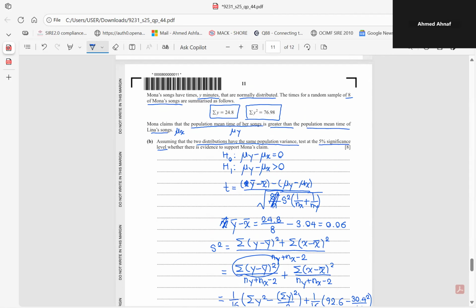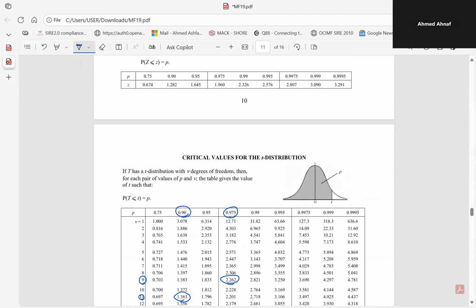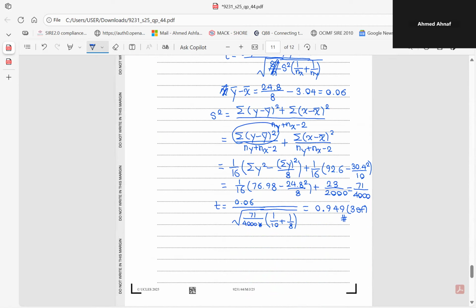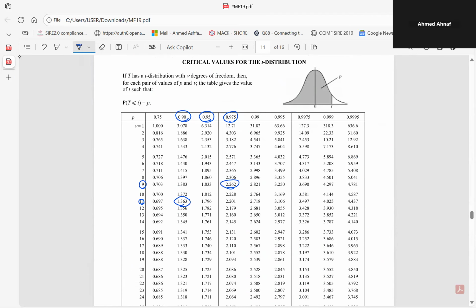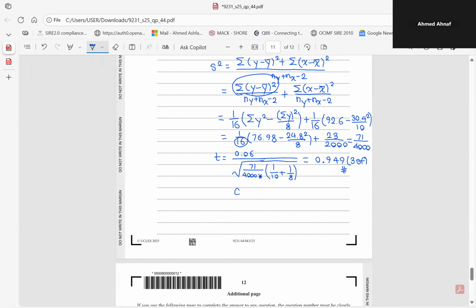Okay, so now we need to find our critical value. As I said, the test is one-tailed, so we can just take 100% minus 5%, which gives us 95%. So the probability is 0.95. The degrees of freedom is this denominator here, ny plus nx minus 2, which is 16. So 16 and 0.95, you get 1.746. So the critical value is 1.746.